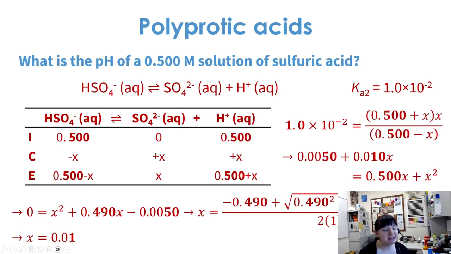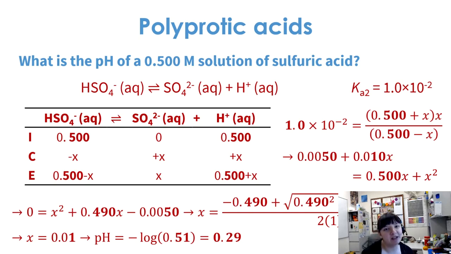So what that tells me is that my concentration of H plus is not 0.01, but again, refer back to the ice table itself. The concentration of H plus started here as 0.500, so we can add on to that 0.01, giving me a concentration of 0.51 for the H+. So what that means is that the pH of the solution is 0.29.